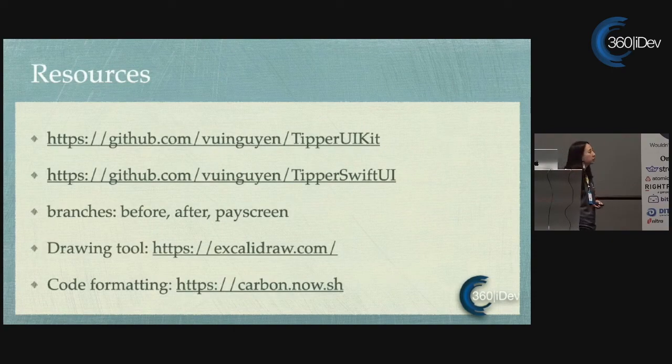And here are some resources. I will also post the links to my GitHub projects in my channel in a little bit. Make sure to take a look at the branches before, after, and pay screen. They will show the different use cases that I went over today. And in case you're wondering how I drew those diagrams earlier with the UI flows, I used Excalidraw. And if you want to know how I formatted those code snippets, I used Carbon.